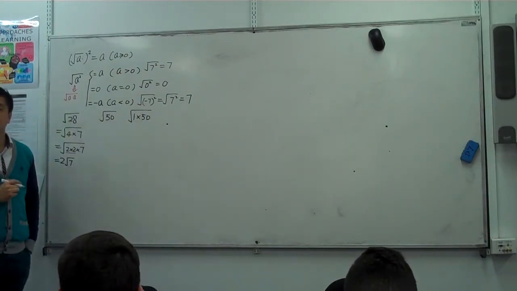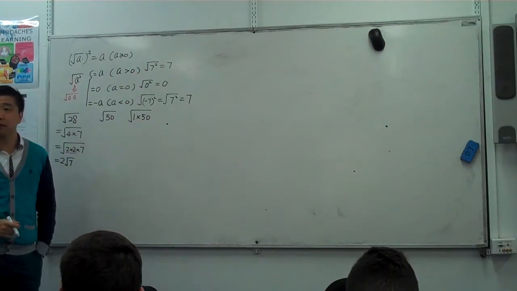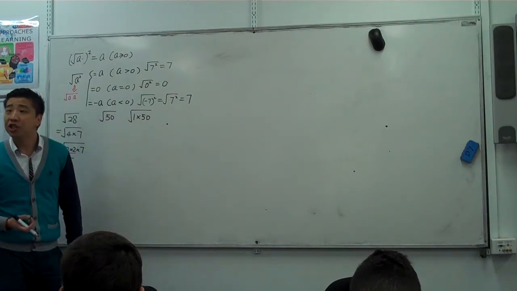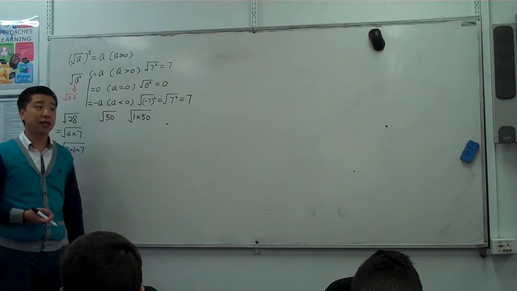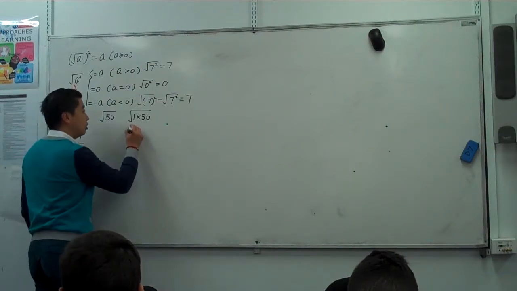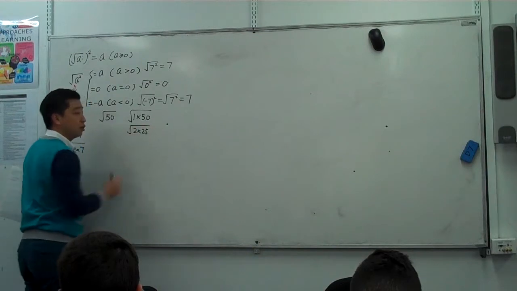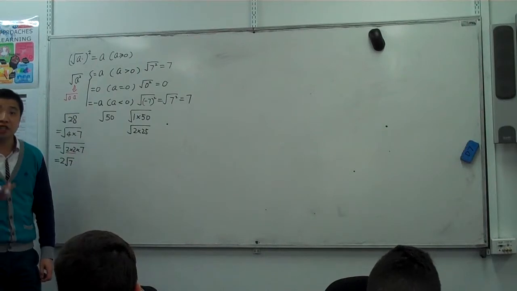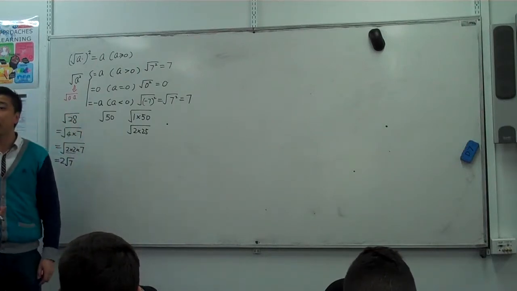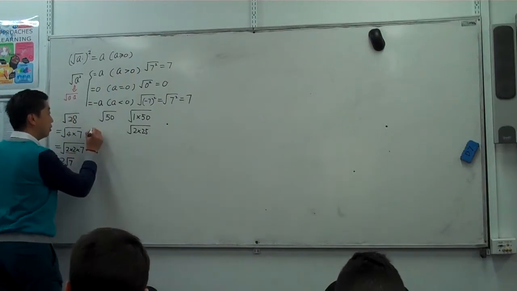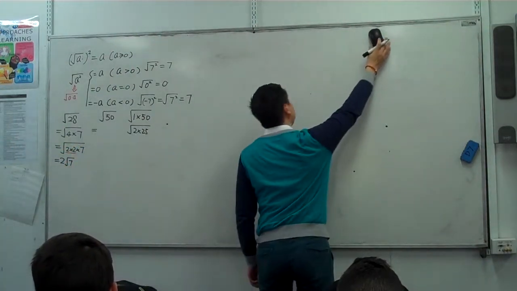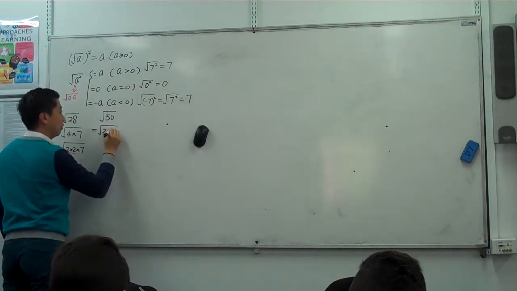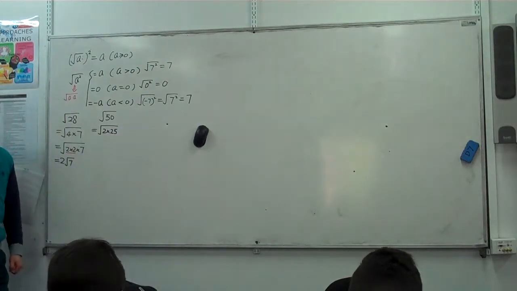Is that correct? But this is useless, because we still don't know which numbers are the pair. And also we can have 2 and 25. Is this combination useful? Yeah. Why? Which number is the squared number? 25. So we can write 2 times 25.